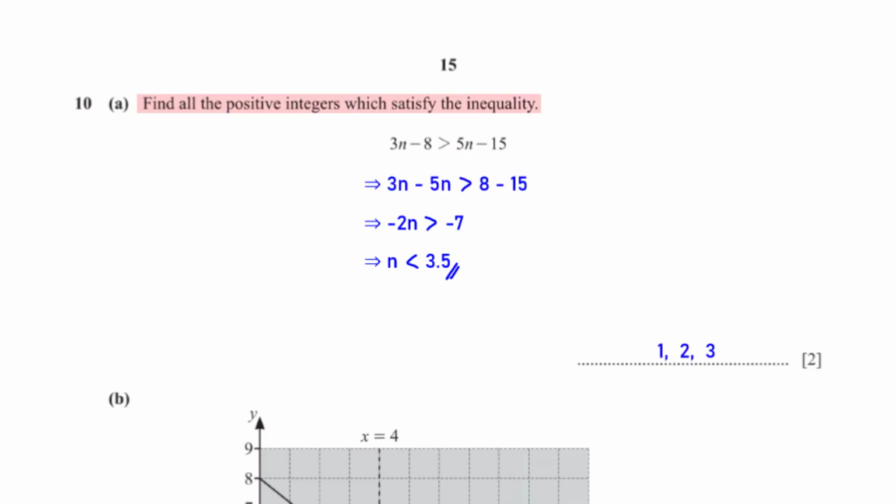Find all the positive integers which satisfy the inequality 3n minus 8 is greater than 5n minus 15. When we group like terms, this is what we get. 3n minus 5n is negative 2n, and 8 minus 15 is negative 7. When we divide both sides by negative 2, we get n is less than 3.5. Notice that we flipped the inequality symbol since we divided both sides by a negative number. The positive integers less than 3.5 are 1, 2, and 3.